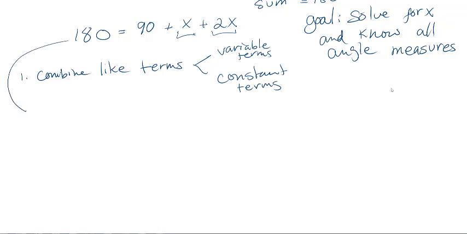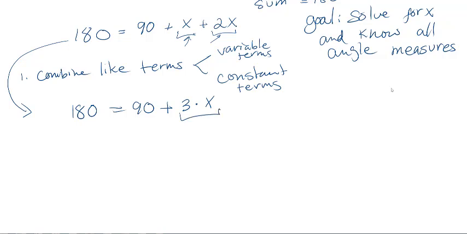So let's bring that down here and write it out again. 180 equals 90 plus. Now we don't know what x is, but we have one x here and we have two of them there. So we know that we have three x's because we can combine these like terms. So 1 plus 2 is just 3, so we have 3 x's. Okay, so we've done that first step for the variables.